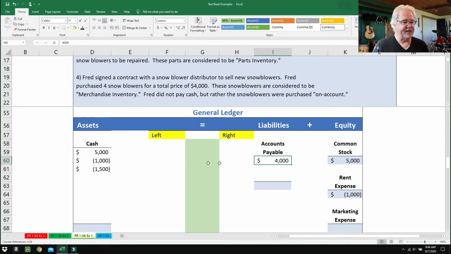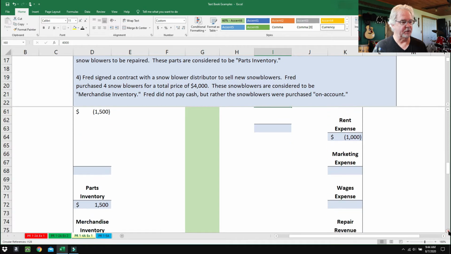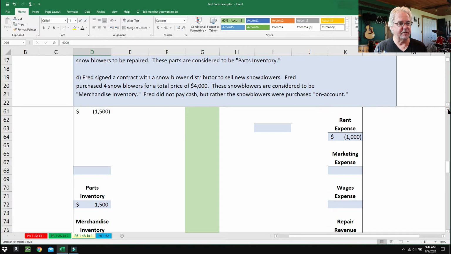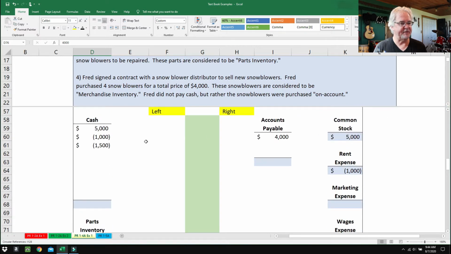So we need the left-hand side equal the right-hand side. I've got something on the right-hand side, but I don't have anything on the left-hand side. Let's see what we can do. Merchandise inventory, $4,000. Let's put that right there because Fred has $4,000 worth of snowblowers. $4,000 on the left, $4,000 on the right. All is good. The left equals the right. We are doing really well.